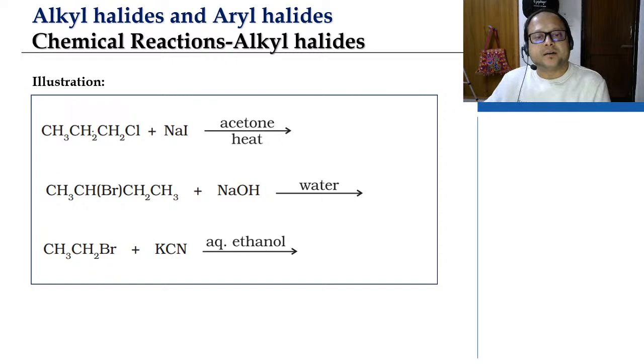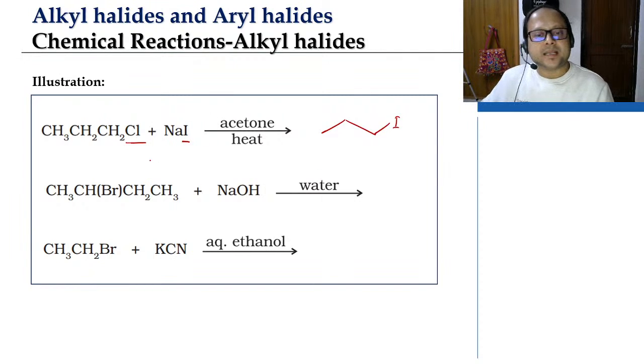So what we get here is, since you are dealing with acetone, heat, NaI, this is your halogen exchange reaction, your Finkelstein reaction. Basically chlorine will be replaced by iodide as the nucleophile. So you have got 1-chloropropane, so you should get 1-iodopropane. Fine.